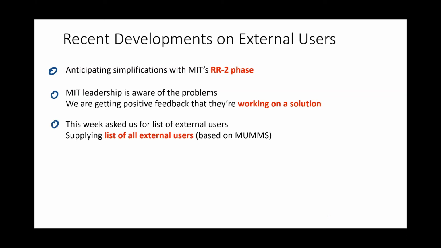For instance, this week, they asked us for a list of external users, which we then provided, at least based on MUM. So if you're a current external user, you were going to be part of that list. And we anticipate getting a more precise timeline very soon, hopefully in 2 or so weeks' time. 2 weeks is always, I guess, as we know, the generic answer for anything. But in 2 weeks' time, we may be able to accommodate people.